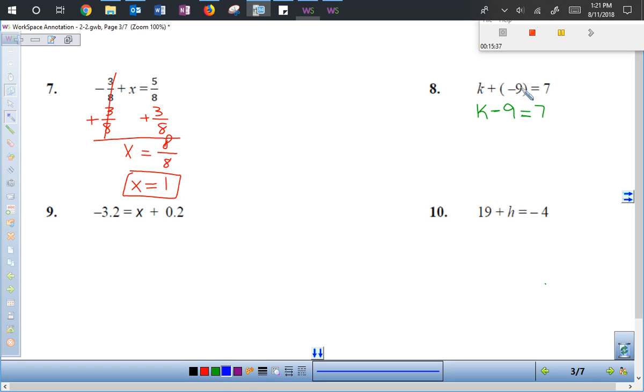So to get rid of this minus 9, we need to add 9 to each side. When I add 9 to the left side, it's going to cancel out and leave me with k. And when I add 9 to the right side, 7 plus 9 is 16. Variable all by itself. Box your answer. Take a second and check that in your calculator.